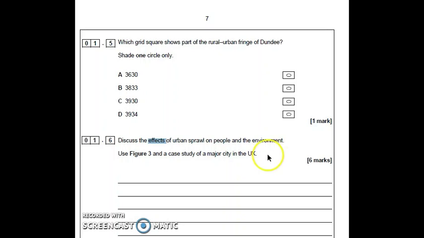So for this question, just make sure you reference this figure 3 and also talk about Nottingham as well.